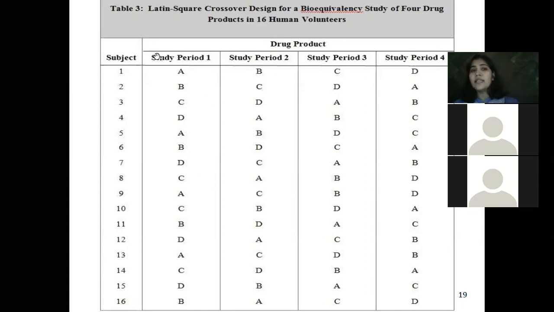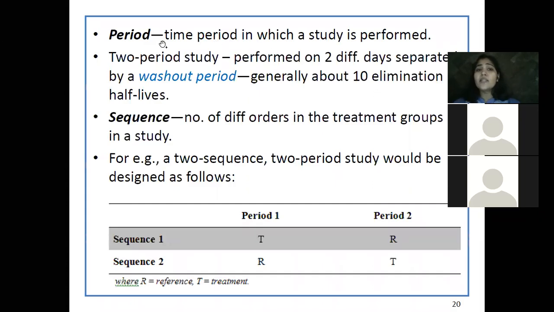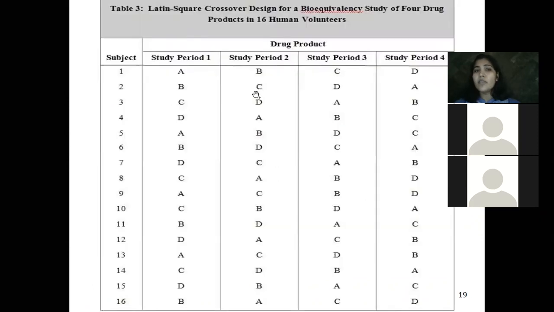Basically, you are making sure that each subject is receiving each treatment in these 4 periods of time. So what is a period? It's a time period in which the study is performed. When I'm saying period 1, that means 3 days. It will start from the time the subject has enrolled into my facility for the BABE trial until I withdraw the last blood sample from him. So that would be one study period.